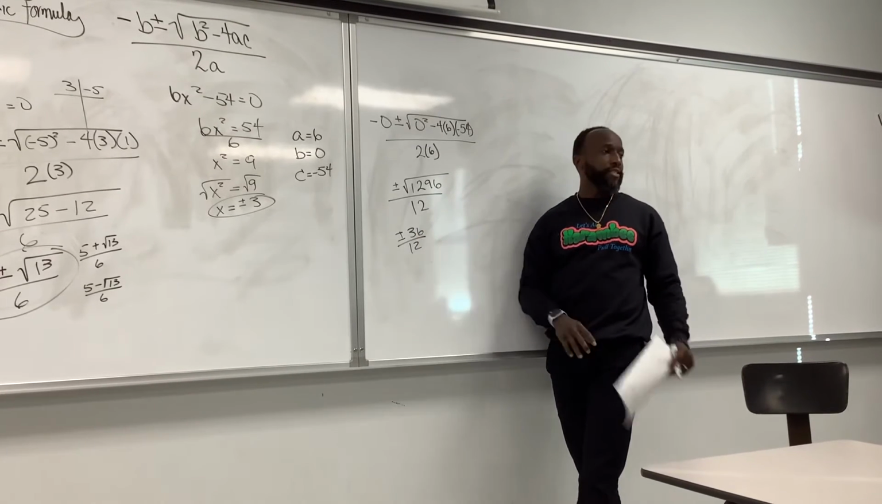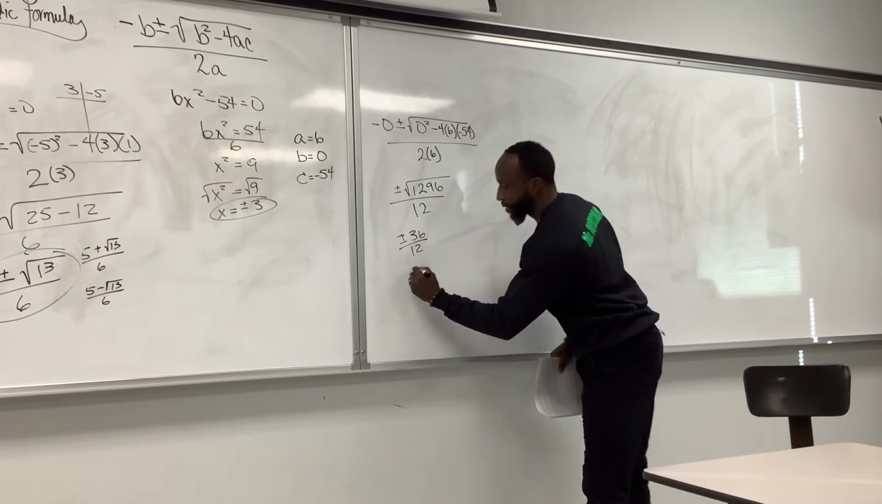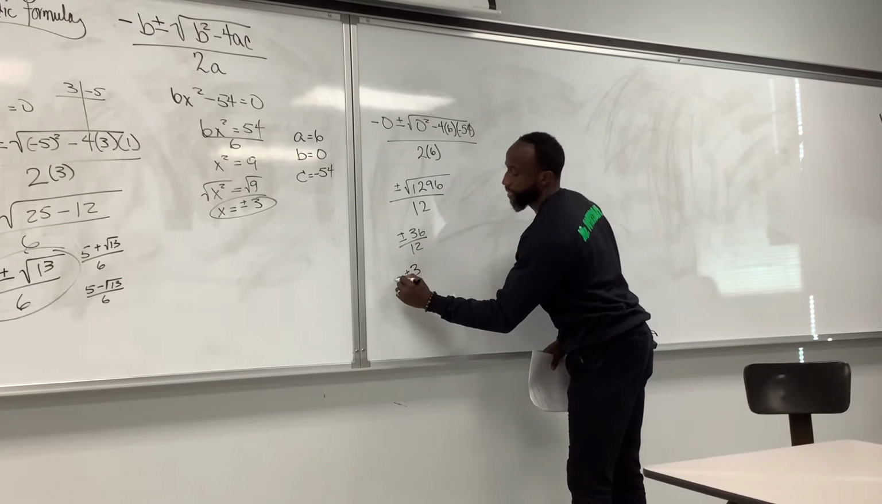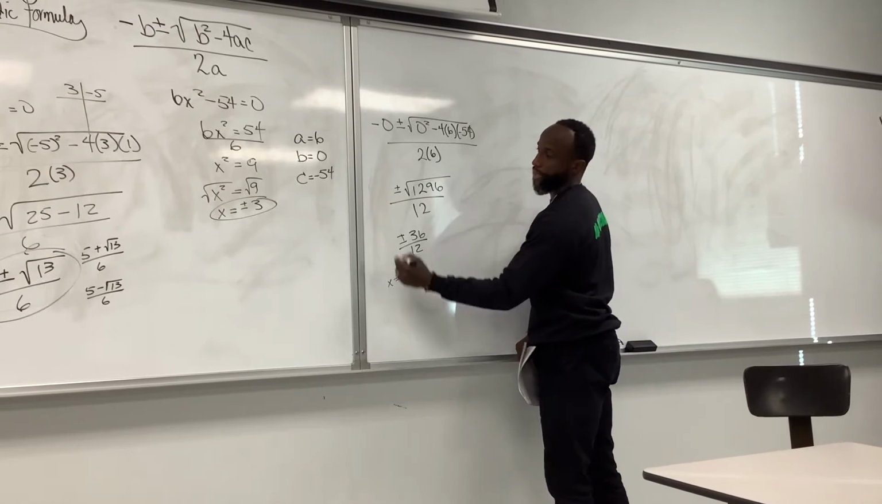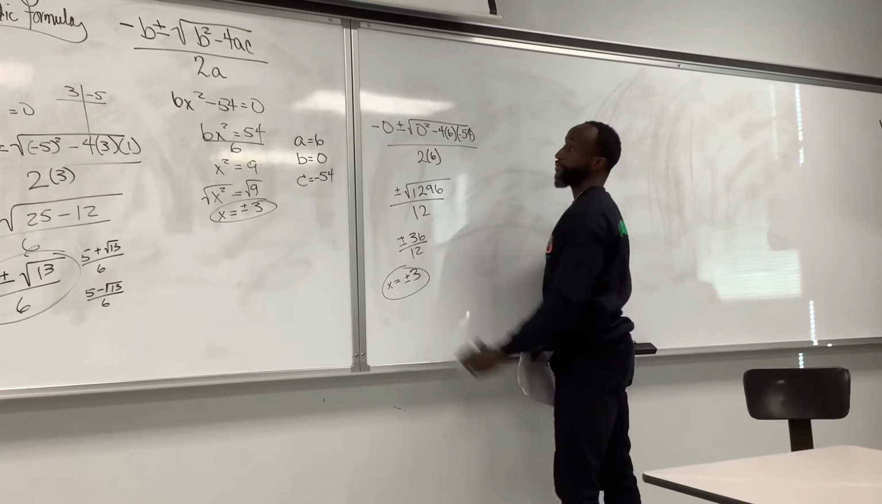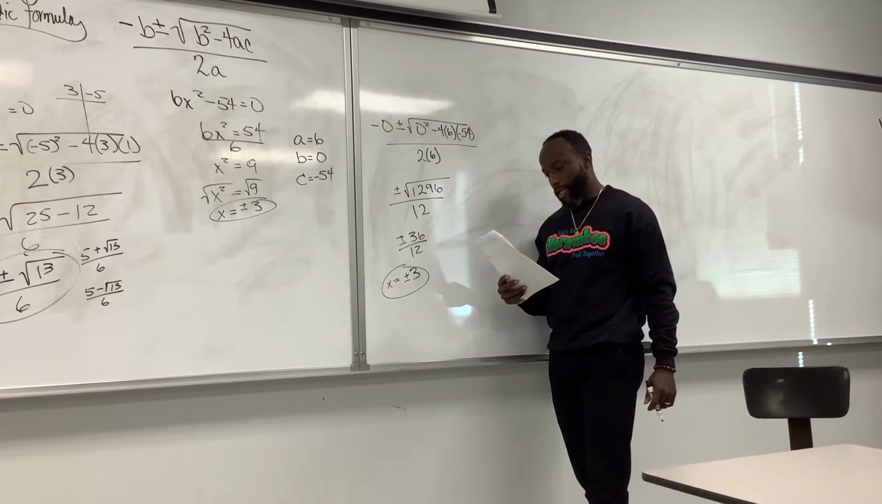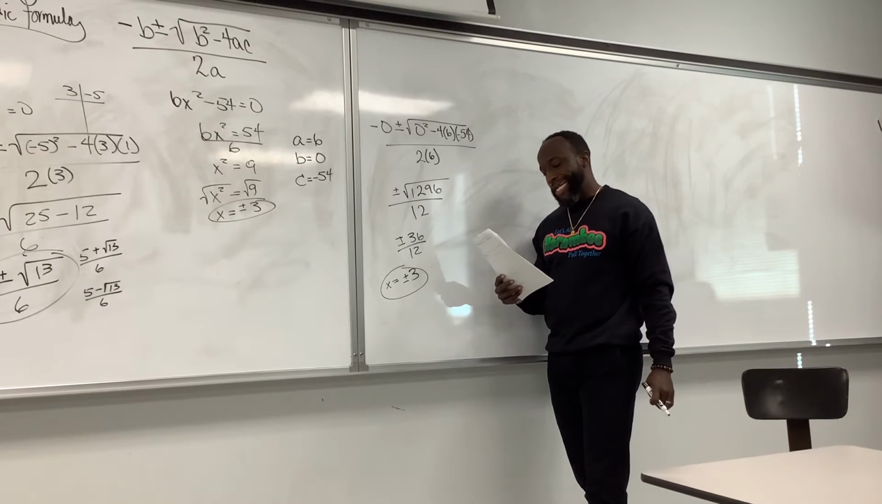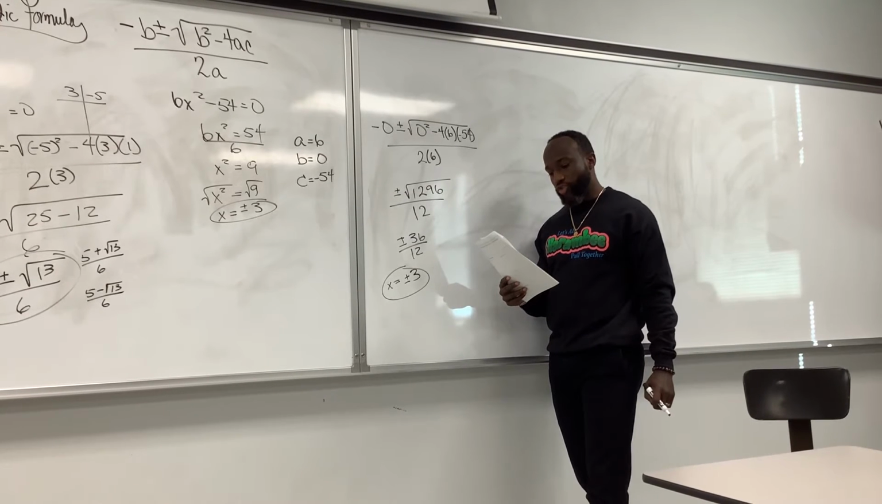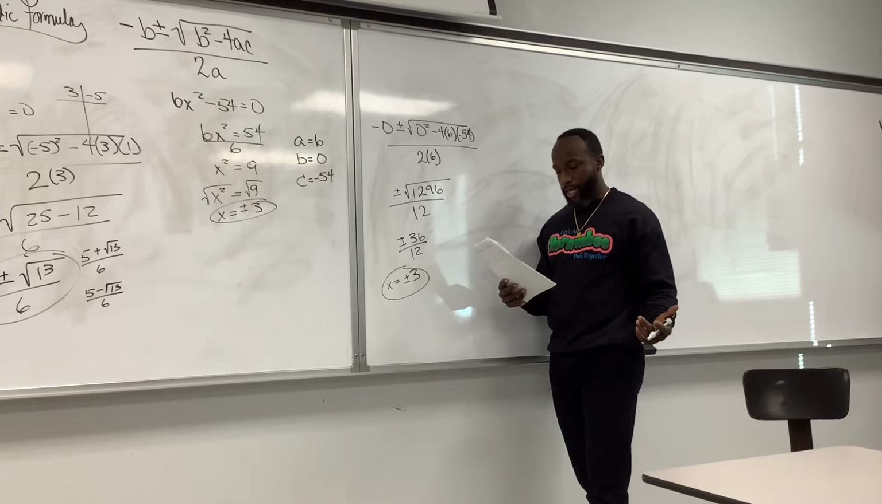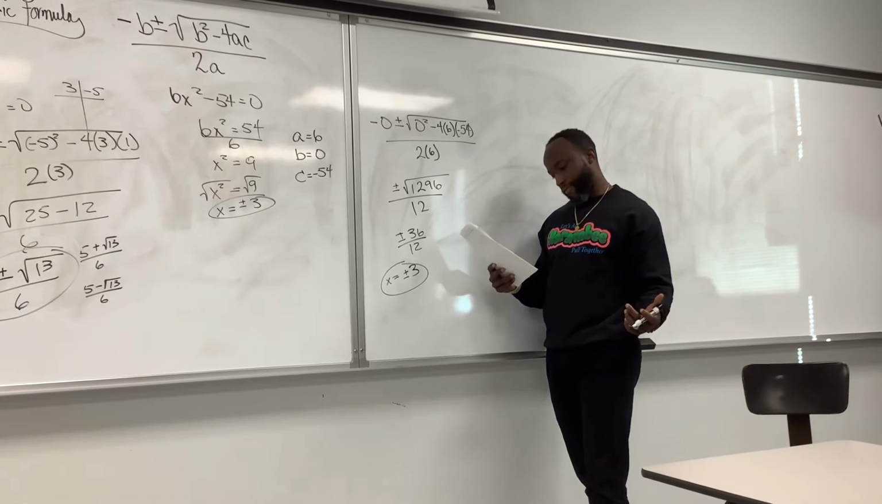If you divide 36 by 12, you get 3. So the answer is plus or minus 3, right? Does everybody see that? Yeah? Alright, cool. Let us jump into number 5.